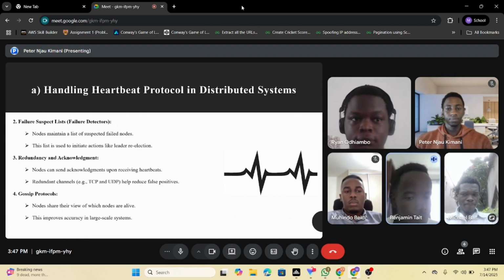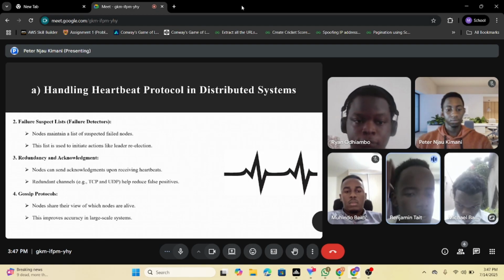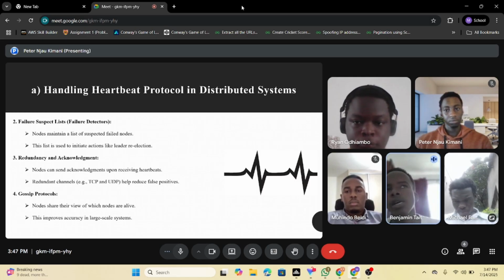Number three is redundancy and acknowledgement. Nodes can send acknowledgements upon receiving heartbeats, and redundant channels, for example TCP and UDP, help reduce false positives. So once a node receives the heartbeat message, it can also send an acknowledgement, and this helps to tell the sender that the receiver is also working.